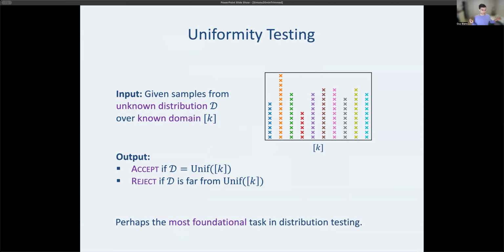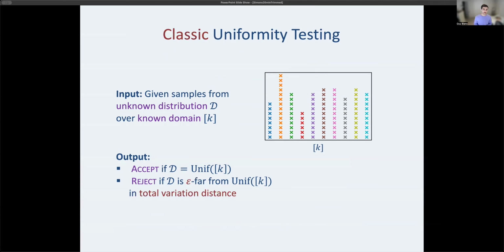This task is extremely foundational. If you look up any textbook or class or monograph on distribution testing, typically a lot of the time is spent on this. It's very well studied, and the techniques often translate to other tasks within distribution testing. The way I gave it to you is not fully formalized, because I haven't told you under what conditions we reject, just some vague notion of farness. The most well-studied way to formalize this task is to say that you must reject if your distribution is epsilon far in total variation distance.